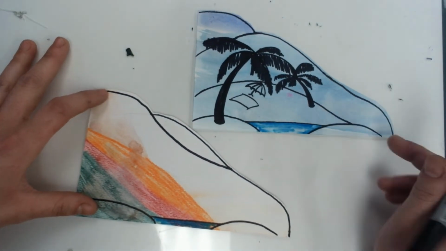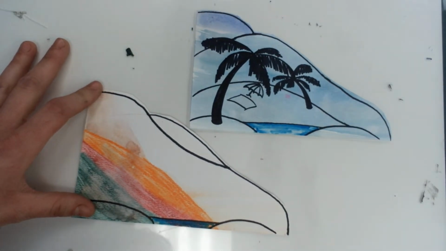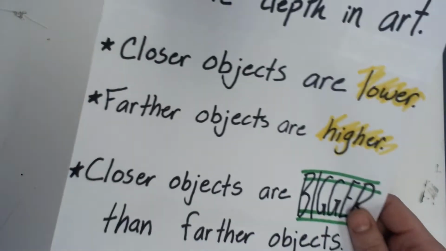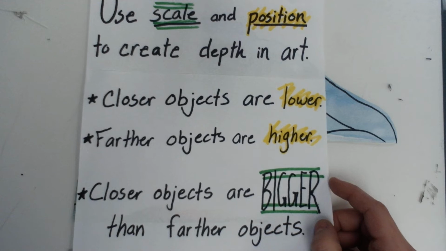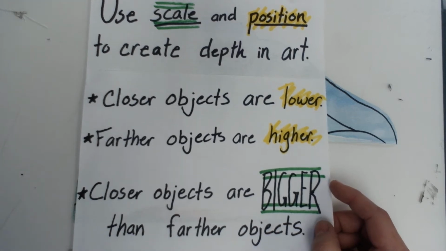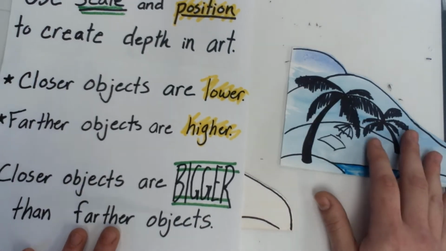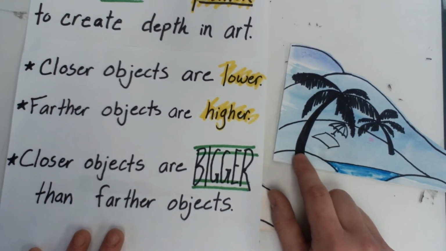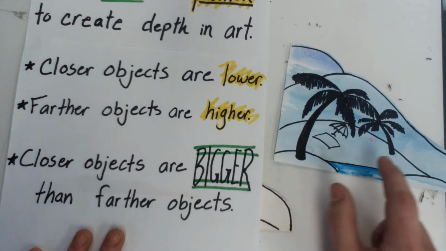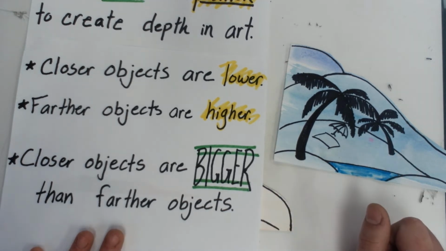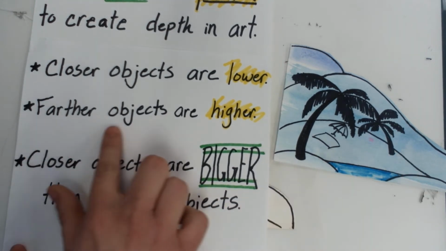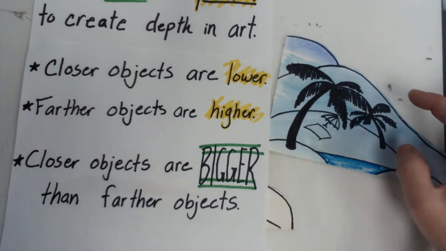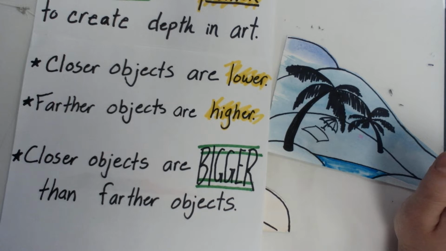Now, palm trees. You've got to have at least 2 of these palm trees so that you can show that you have used scale and position to create depth in your art. Objects that are closer are lower, like this tree. See how the base is much lower on the page than this one? That means it's closer. Objects that are farther away, their base starts up higher, but their top will actually end up a little bit lower.